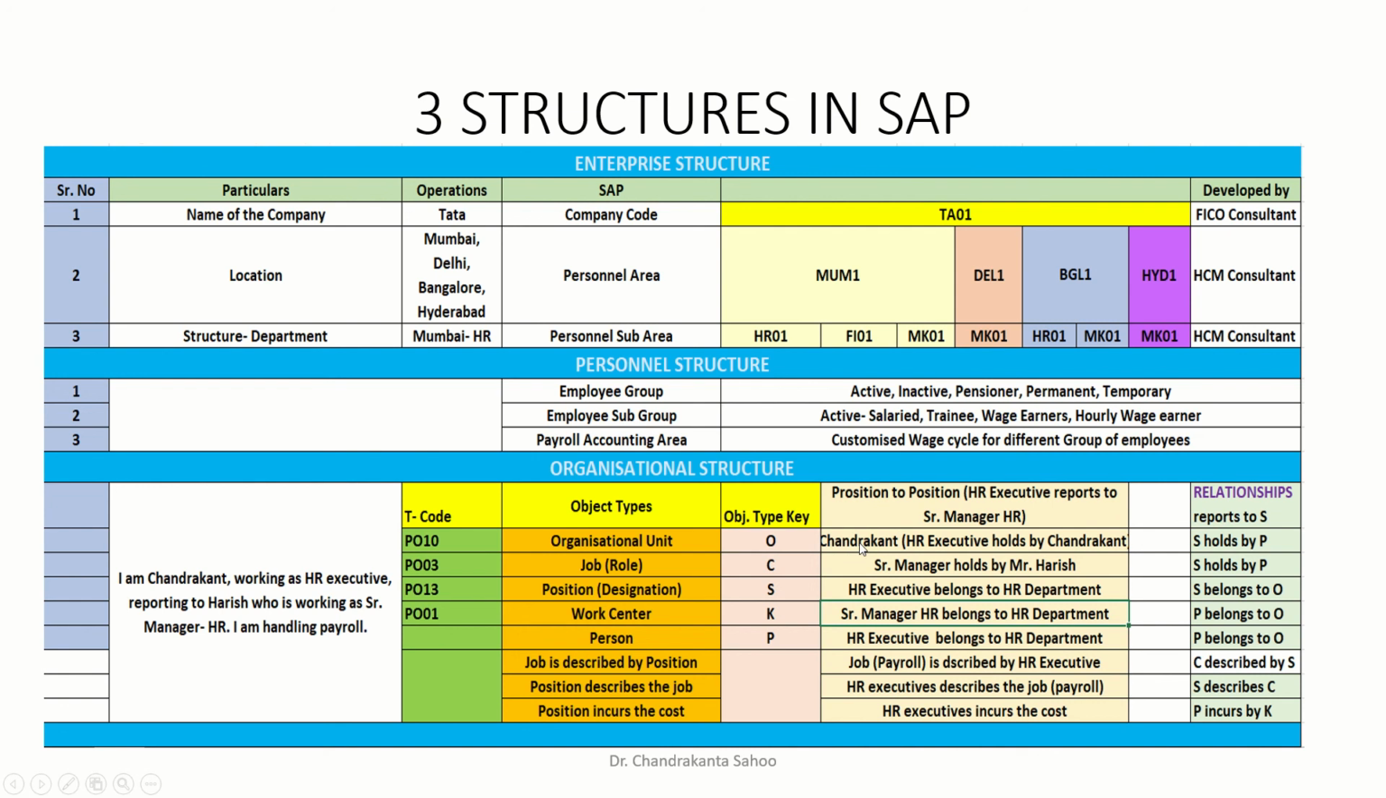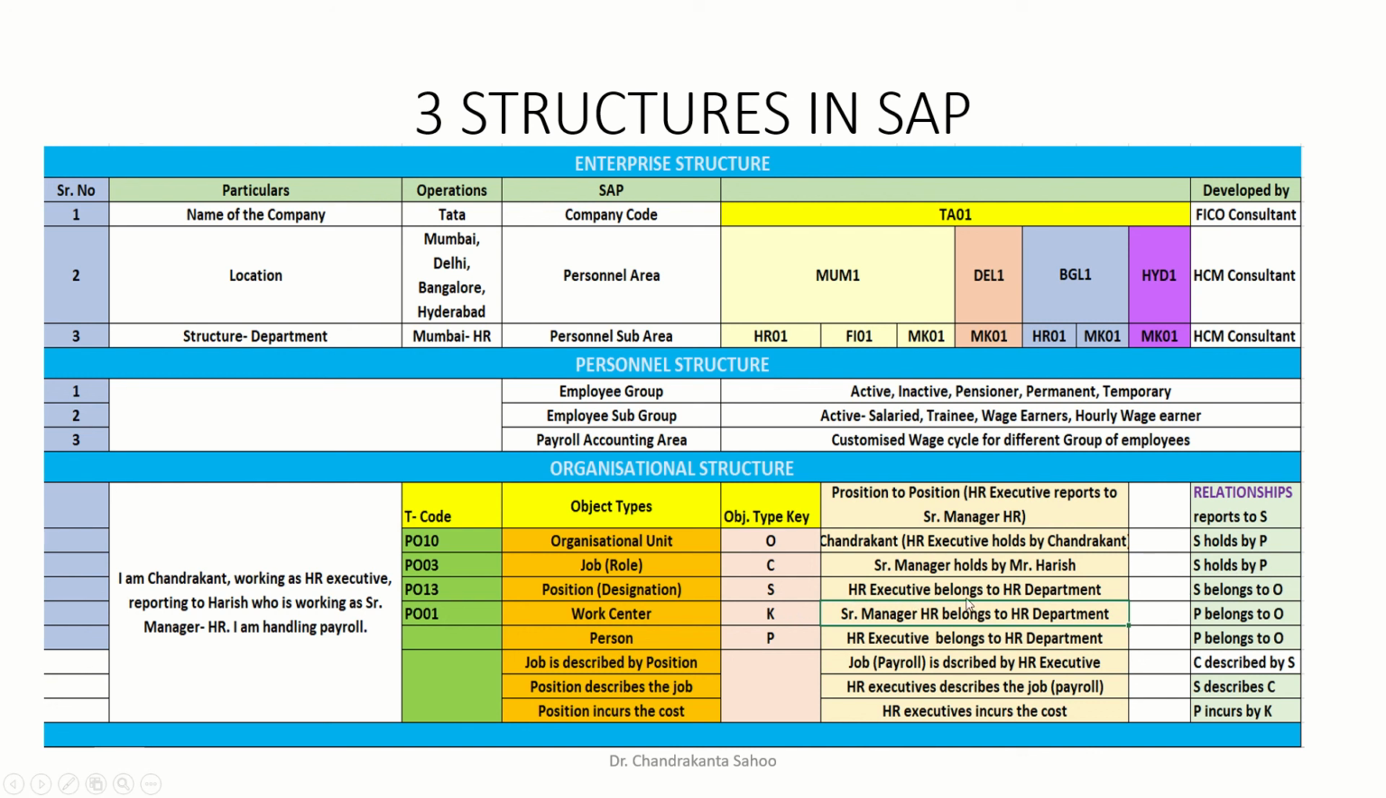In the place of position, we write Chandrakant. The HR executive position is held by Chandrakant. What does it mean? S is the position, and this position is held by the person. Similarly, senior manager is a position held by Mr. Harish. S is held by P.